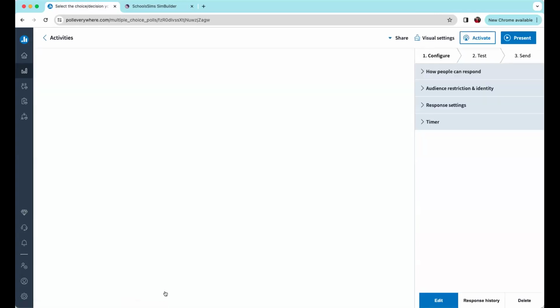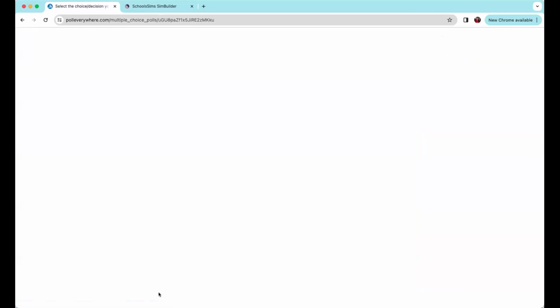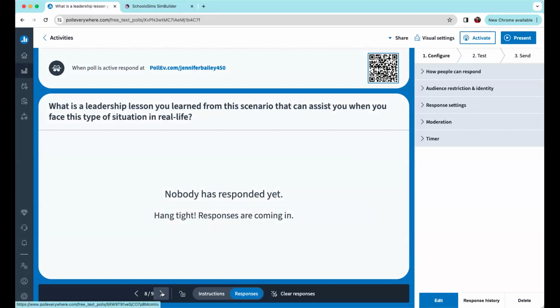And then at the very end, in the synchronous piece, because I'm not making them do a written or a video reflection, we will unpack their reflection. What is a leadership lesson you learned from the scenario that can assist you? And so again, they just share out through Poll Everywhere, so I can lower the affective filter for them and they feel more open to share.